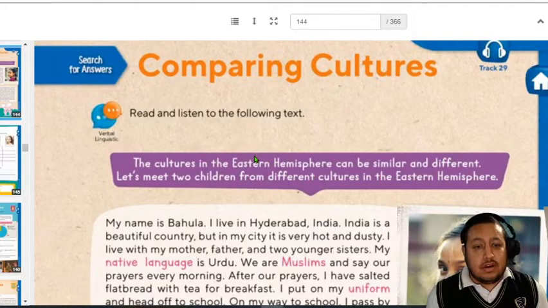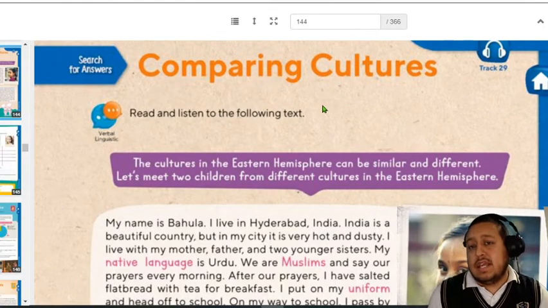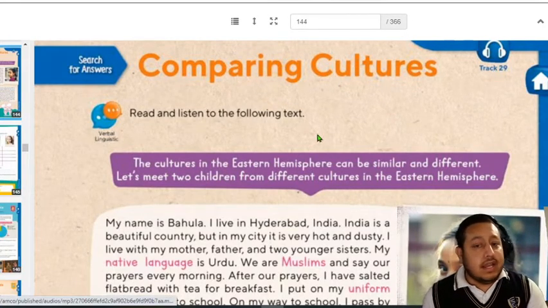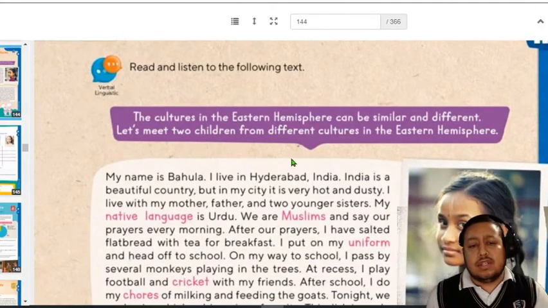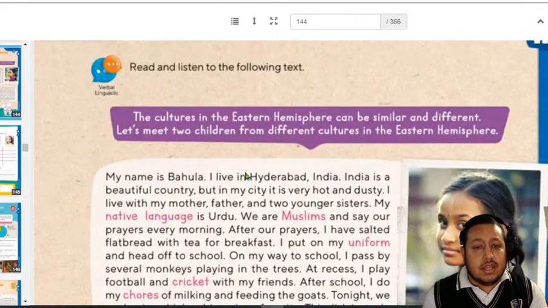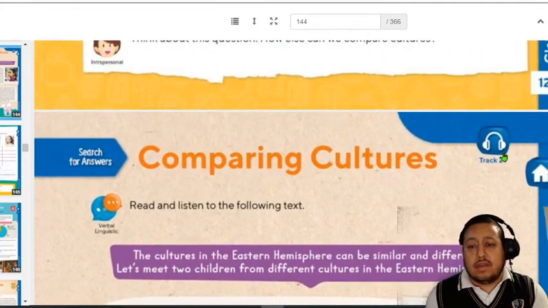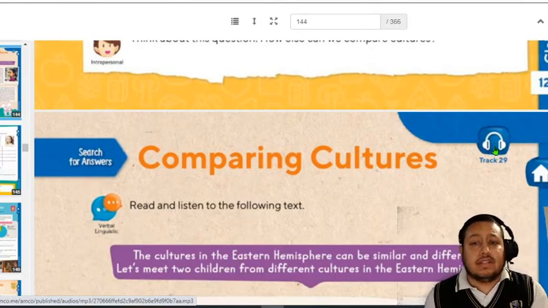So let's continue. And now we're gonna do what? We're gonna compare cultures, right? So I want you to pay attention here. Comparing cultures. Read and listen to the following text. So you will have track 29 for you to listen the text again. So let's read this. The cultures in the Eastern Hemisphere can be similar and different. Let's meet two children, these two, from different cultures in the Eastern Hemisphere. So let's listen the audio, guys, and circle if you find some new words.